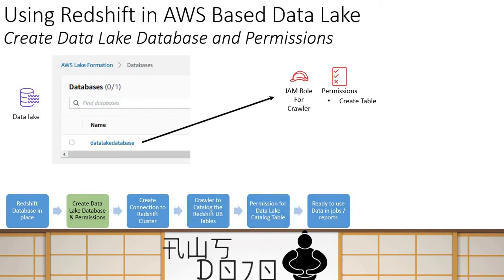So the moment you create a data lake database, you create a role which is going to be used by the crawler to have this create table permission on this database, so that when the crawler runs, it can scan the tables inside the Redshift database and create the corresponding data catalog for them in this data lake database. Okay, so that's step number two.